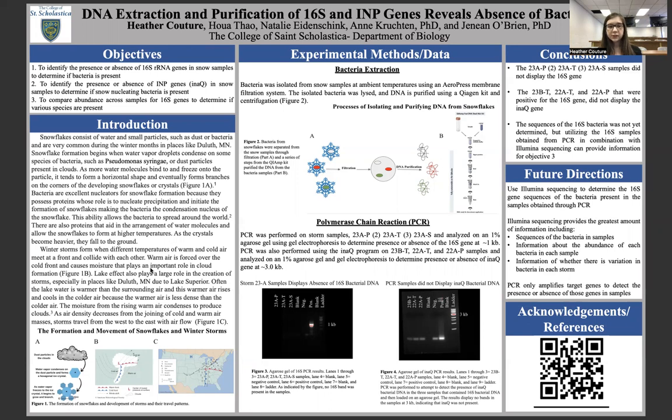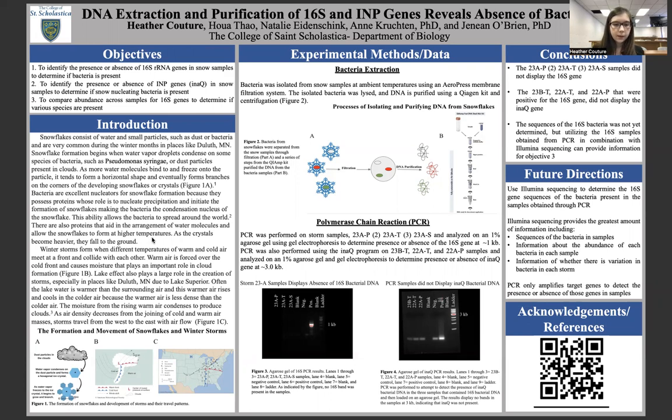Certain types of bacteria, not all bacteria do this, such as P. syringae, have mutated over time to possess these proteins that allow this nucleation to occur, which would help the bacteria travel.